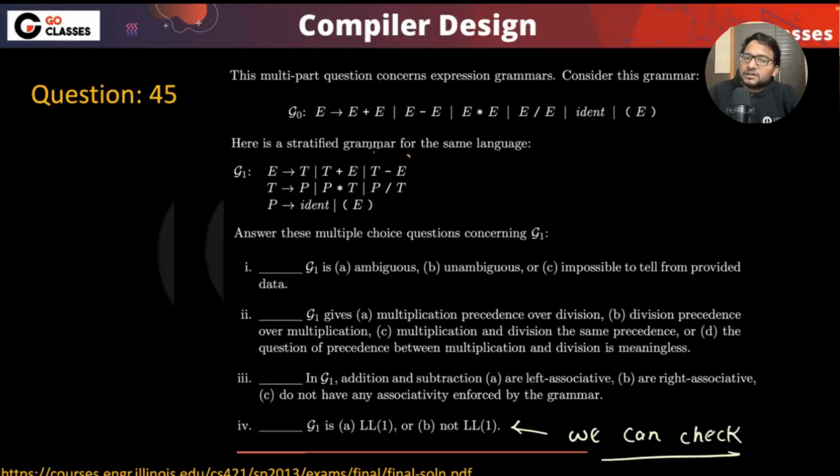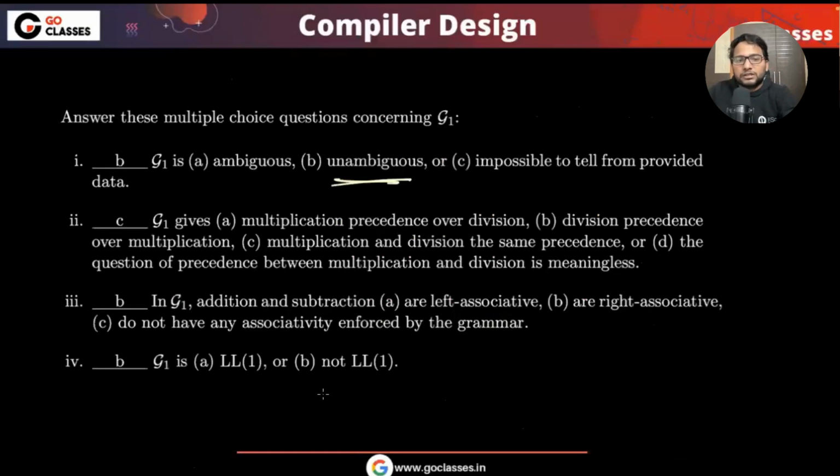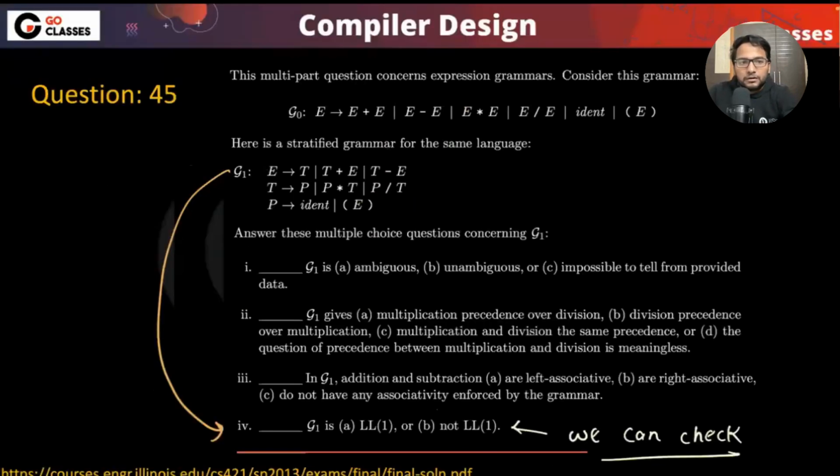And also this is LL1. Okay, this is LL1, you can check. If it is LL1, then obviously it is unambiguous, right? Okay, so this is LL1 grammar. Okay, sorry, this is not LL1. We can check, but yeah, this is coming out to be not LL1.